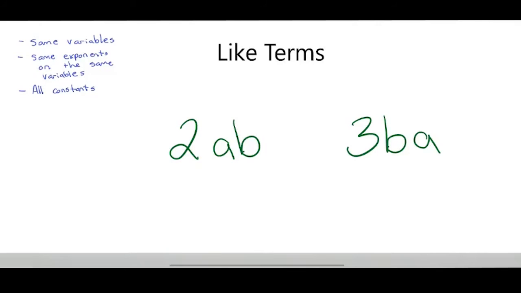How about these? 2ab and 3ba. Well, first check to see, do they have the same variables? Well, I have an a here, and I have an a here. I have a b here, and I have a b here. All right. So how about any exponents? I don't see any exponents at all. So these are like terms.